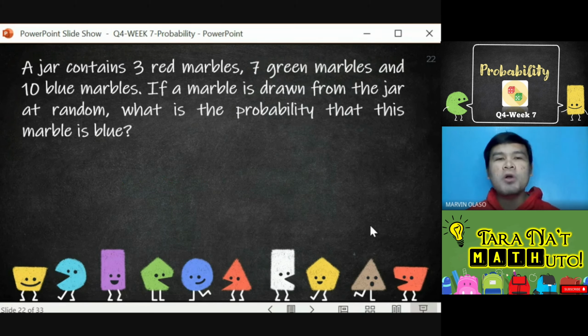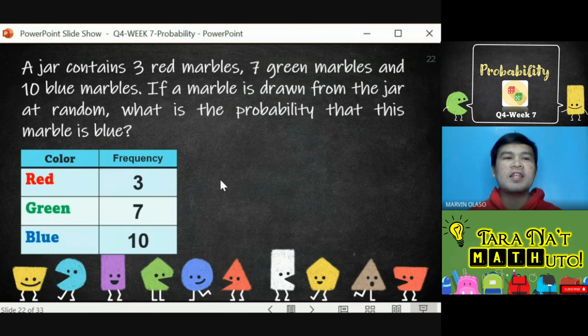If a marble is drawn from the jar at random, what is the probability that this marble is blue? Ayan, yung given natin. So, the first thing to do is to put it in a table. Let us put the different kinds of colors. We have red, green, and blue.